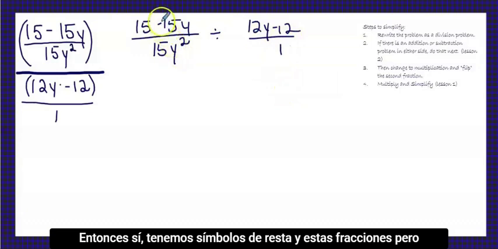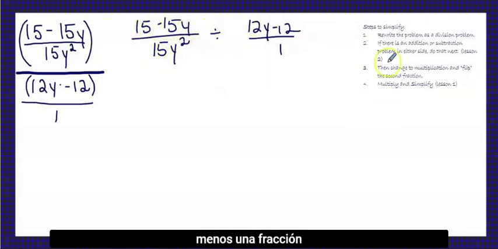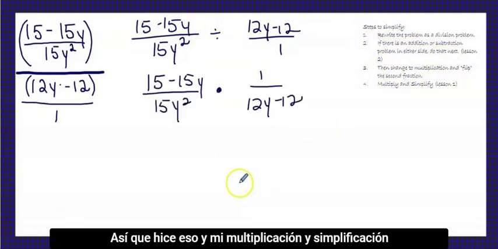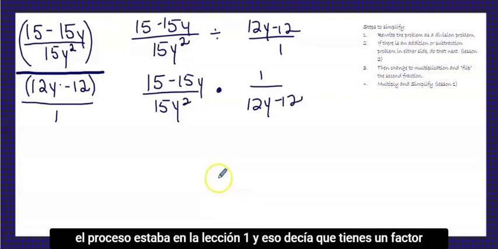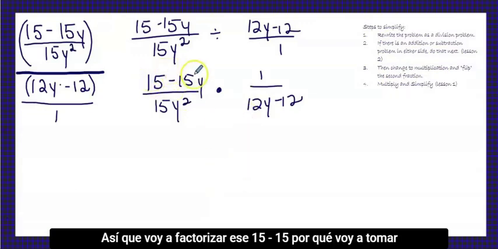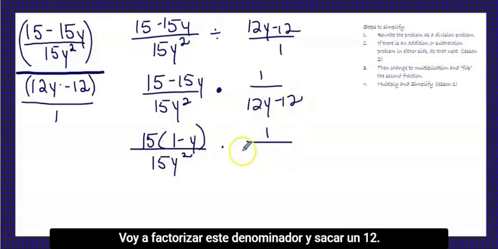All right, so yes, we have subtraction symbols in these fractions, but we don't have a fraction added to a fraction or a fraction minus a fraction. So now we can skip part 2 and change it to multiplication. So I've done that, and my multiplication and simplification process was in lesson 1, and that said you got to factor stuff before you can do anything else. So I'm going to factor the 15 minus 15y. I'm going to take out a GCF of 15. Can't factor this denominator in any way. And then I'm going to factor this denominator and take out a 12.